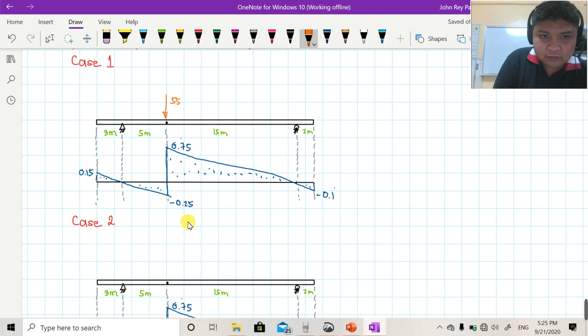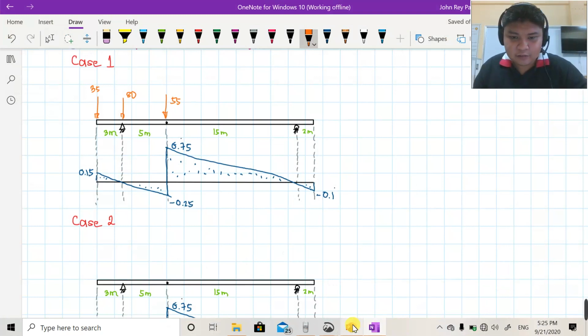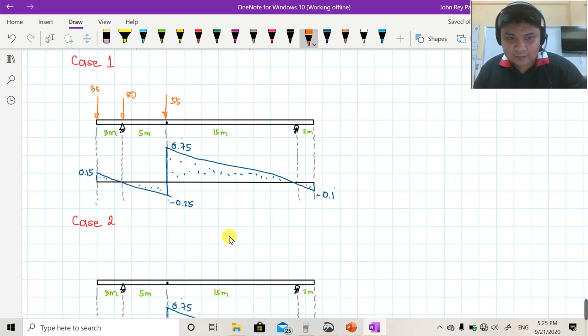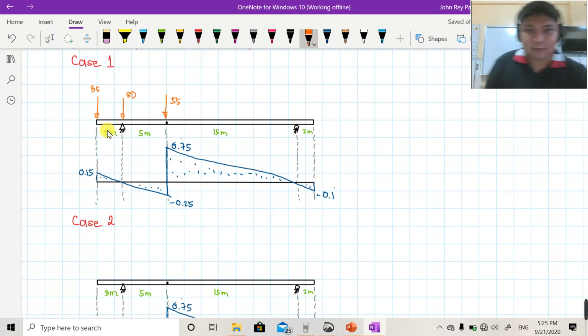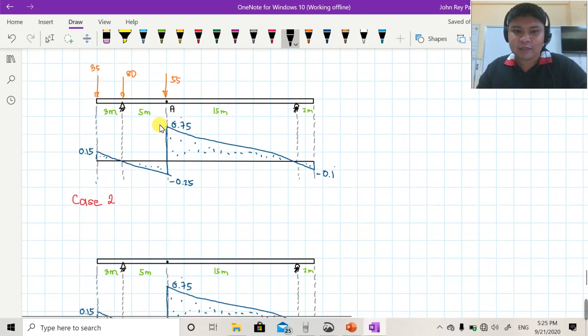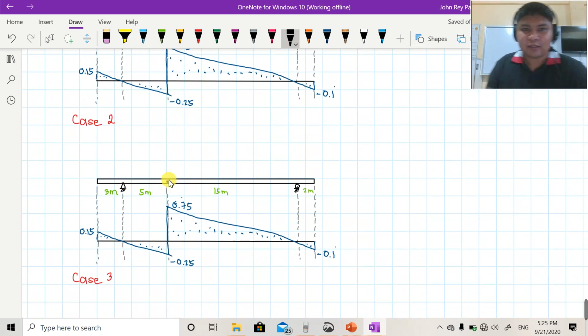So nagkataon na magiging sakto sila na katulad nito. This will be 55, this will be 80, and this will be 35. Kung papansinin nyo, the distance between 55 and 80 is 5 meters and from 80 and 35 is 3 meters. Nagkataon na yung distance din ng A to this is 5 meters and 3 meters. So, this is just coincidence. Baka sabihin nyo, conspiracy na. Coincidence lang naman to. So, for case 2, yung 80 naman ang ilalagay ko dito sa point na to. So, this will be 80.